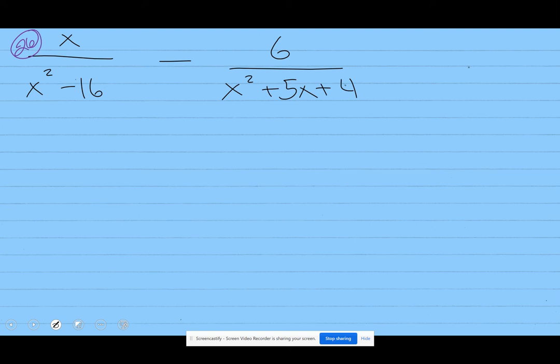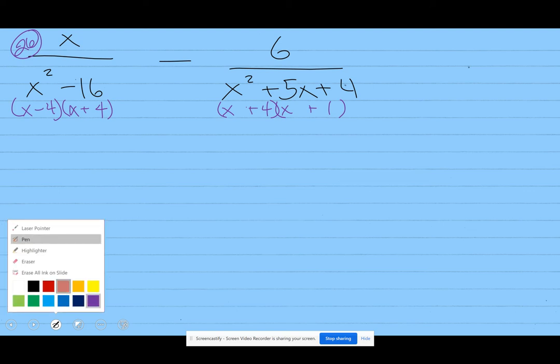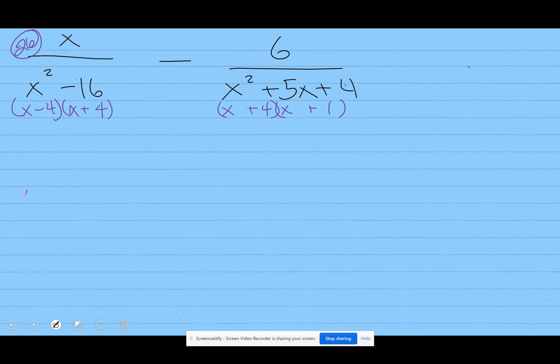And here we go. We are going to factor our denominators. This one's x minus 4, x plus 4. And this one is going to be multiply to 4, add to give me 5, so it'll be 4 and 1, plus 4, plus 1. I'm going to figure out my common denominator. My common denominator will take all of the first one, and then I go look at the second one and say, I've got x plus 4, I need an x plus 1.